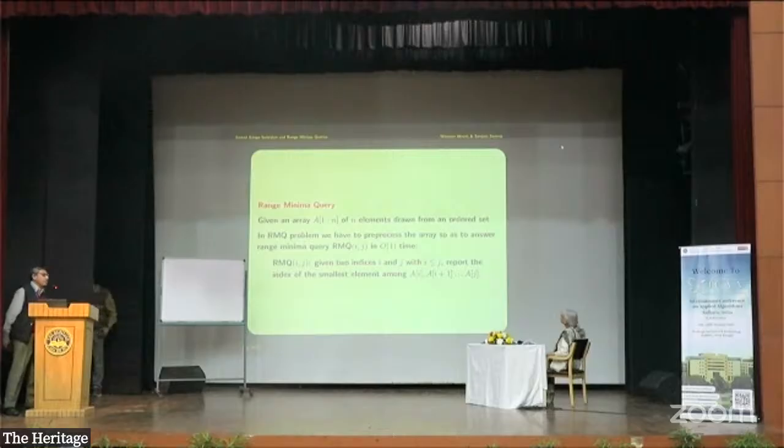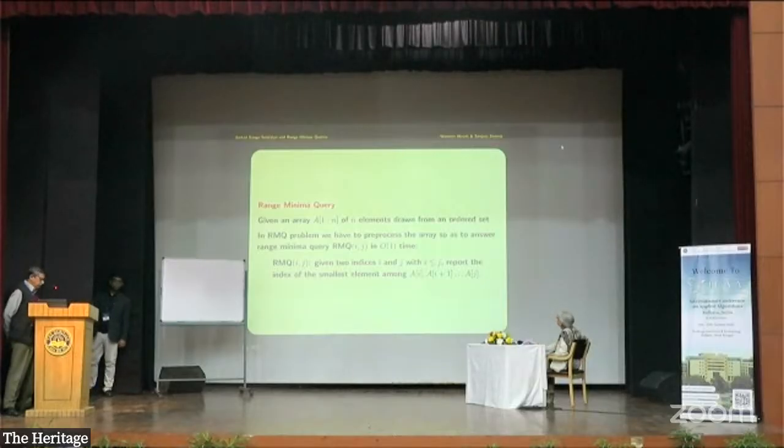In range minimum query, we are given an array of n items and two indices i and j, and I'd like to report the smallest item between a_i and a_j in constant time. We are allowed to pre-process the array.